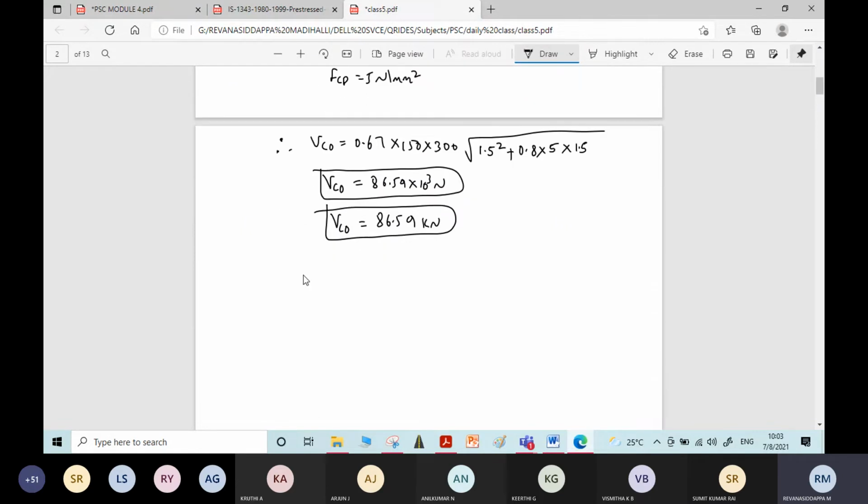Okay, below you write comparing. Comparing VC naught with VU, that is 150 kilonewton, VC naught is less than VU, therefore provide shear reinforcement.